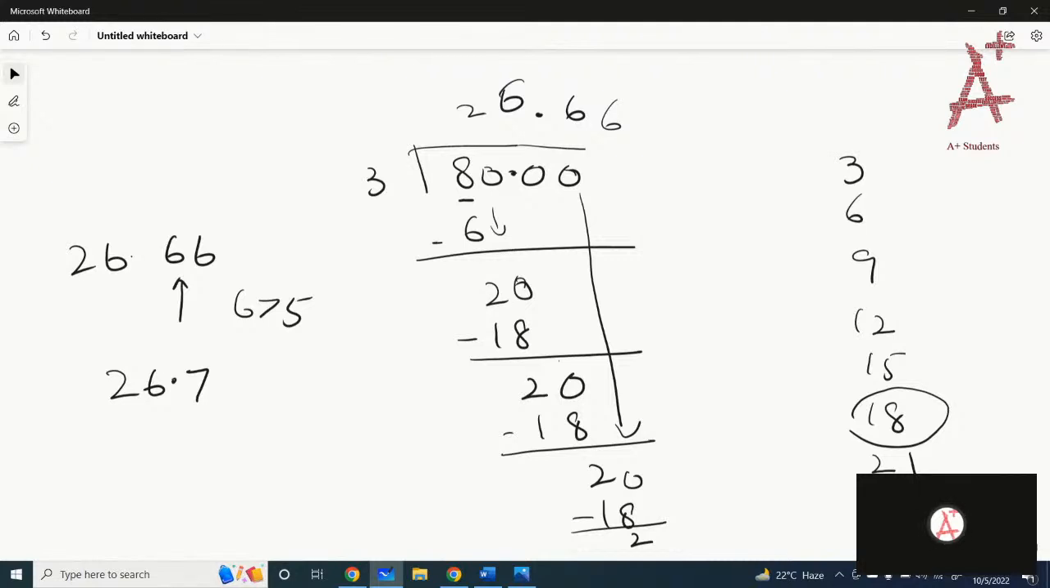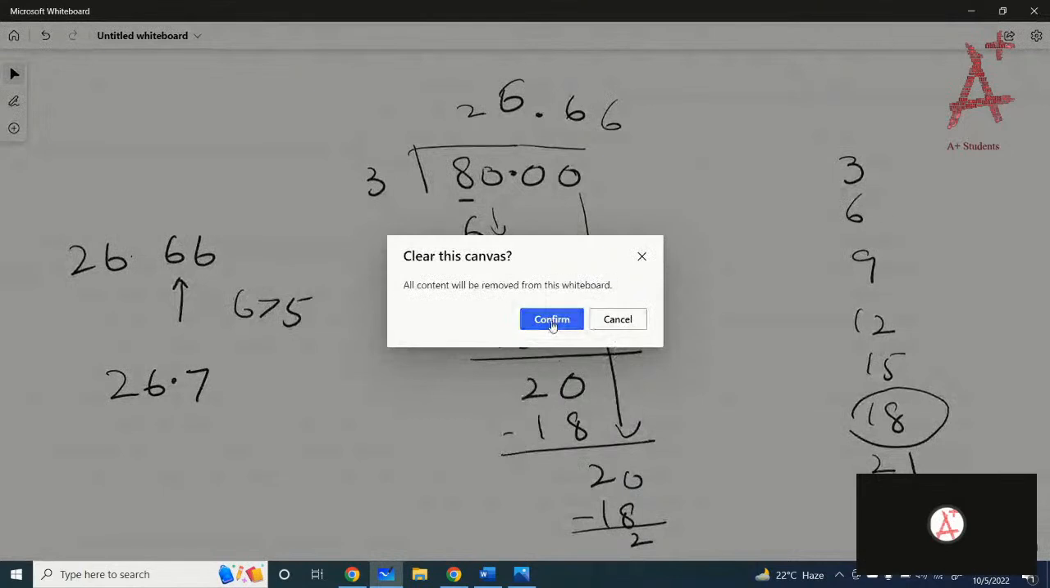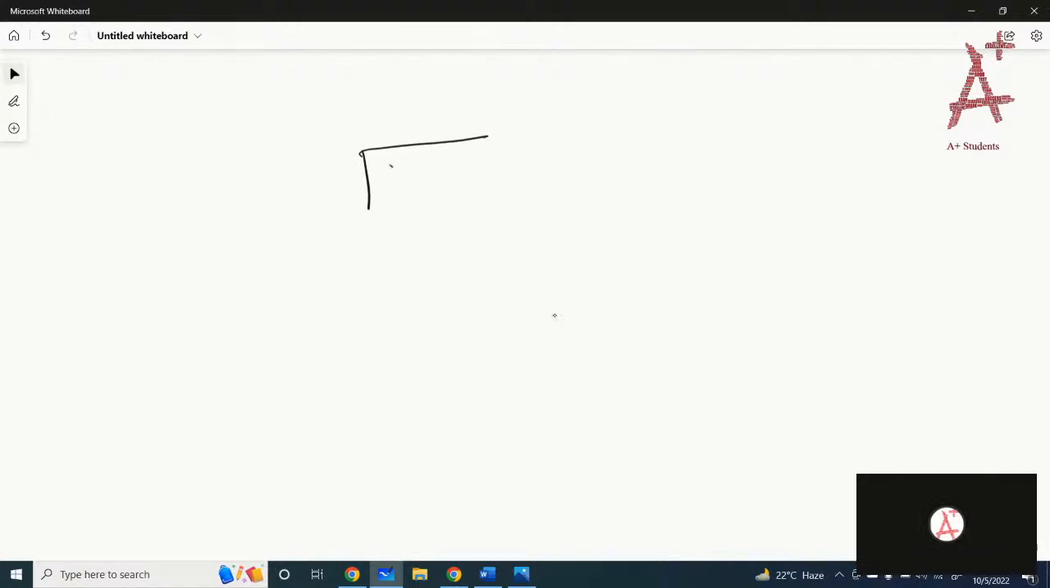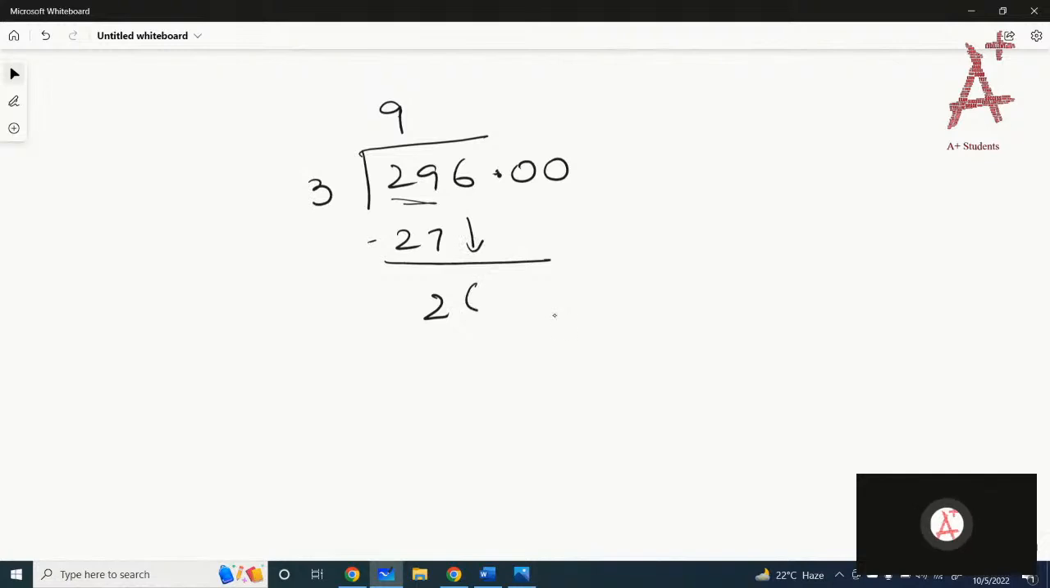Okay, let's do another example. So now the next one is divide, round your answer to the nearest 10th. You have to divide 296 by 3. Okay, you have to count a table of 3 until you get 29 or a number that is less than 29. So we can go for 3 times 9 is 27. Because you need to write the answer till the hundredths digit, write the extra zeros over here. Got it? So 29 subtract 27 is 2 and bring the next digit down, that is 6.